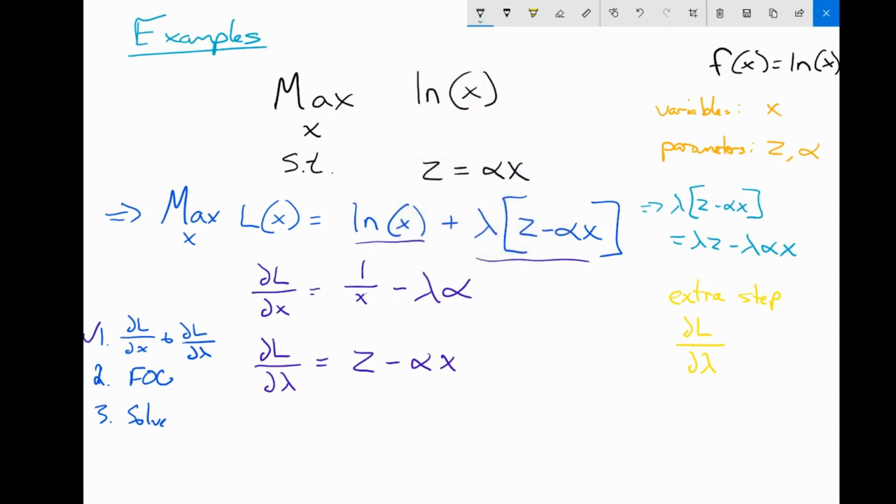All right. Let's do step 2. Step 2, we need the first order conditions. Well, the first order conditions are we just set the derivatives equal to 0. All right. So that's easy. First order condition, step 2, done.